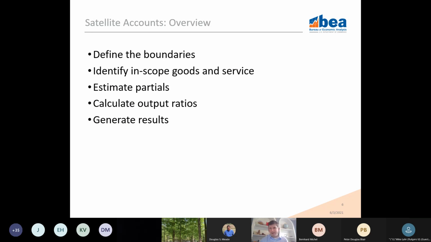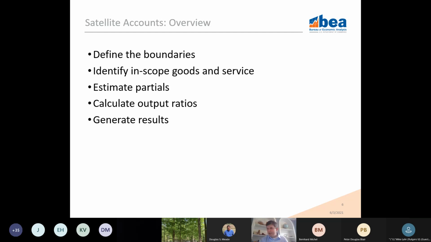So the process, as I've laid it out here, takes place in 5 main steps. First, these thematic satellite accounts focus on a specific and specialized targeted area of the economy. And the first step is to determine some kind of criteria that help us decide whether a particular activity or industry is in or out of scope. So defining the boundaries.